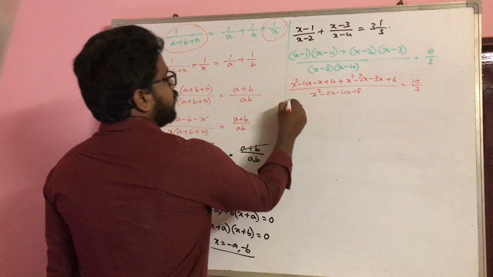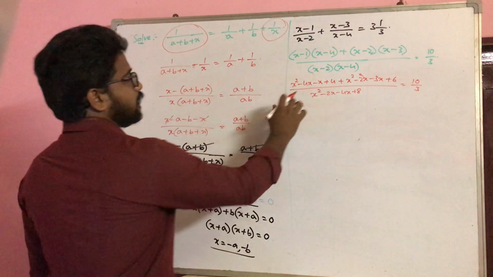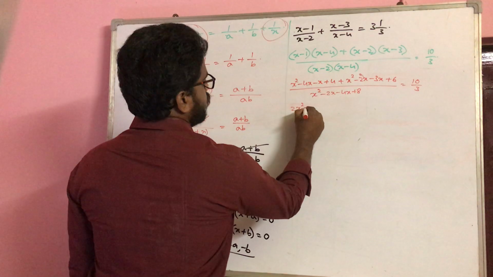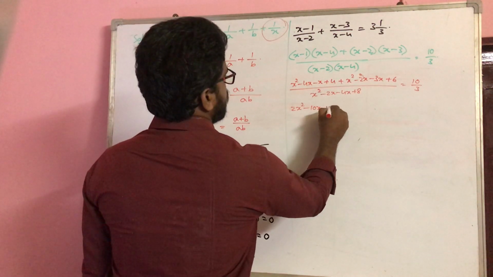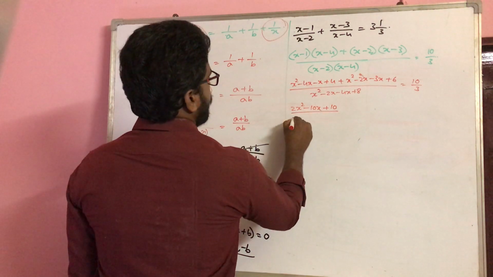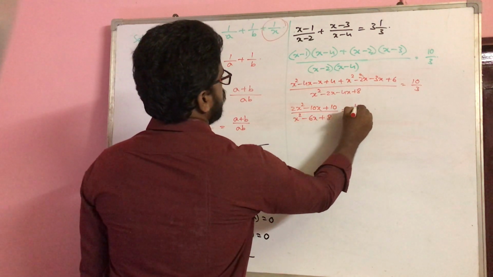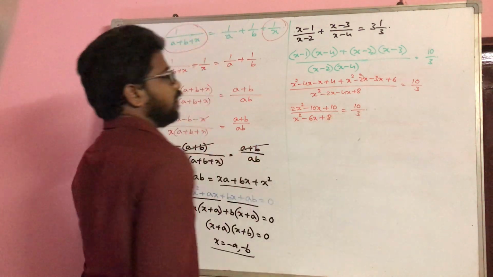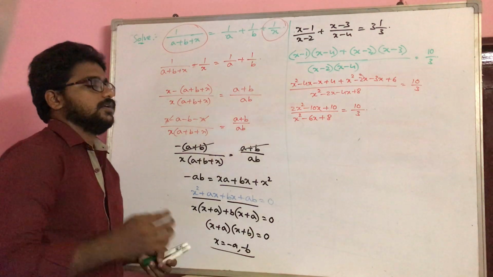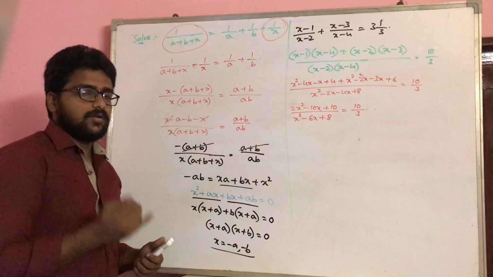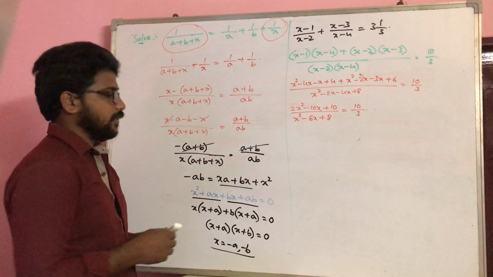Right? So simplified further, in the numerator you will get 2x square. This is minus 5x, this is minus 5x, so minus 10x, plus 4 plus 6, that is 10, divided by x square minus 6x plus 8 is equal to 10 by 3. So the suggestion I can give is, try to look for any constant that can be taken common or any further cancellation, so that your calculation becomes simple, nothing else.